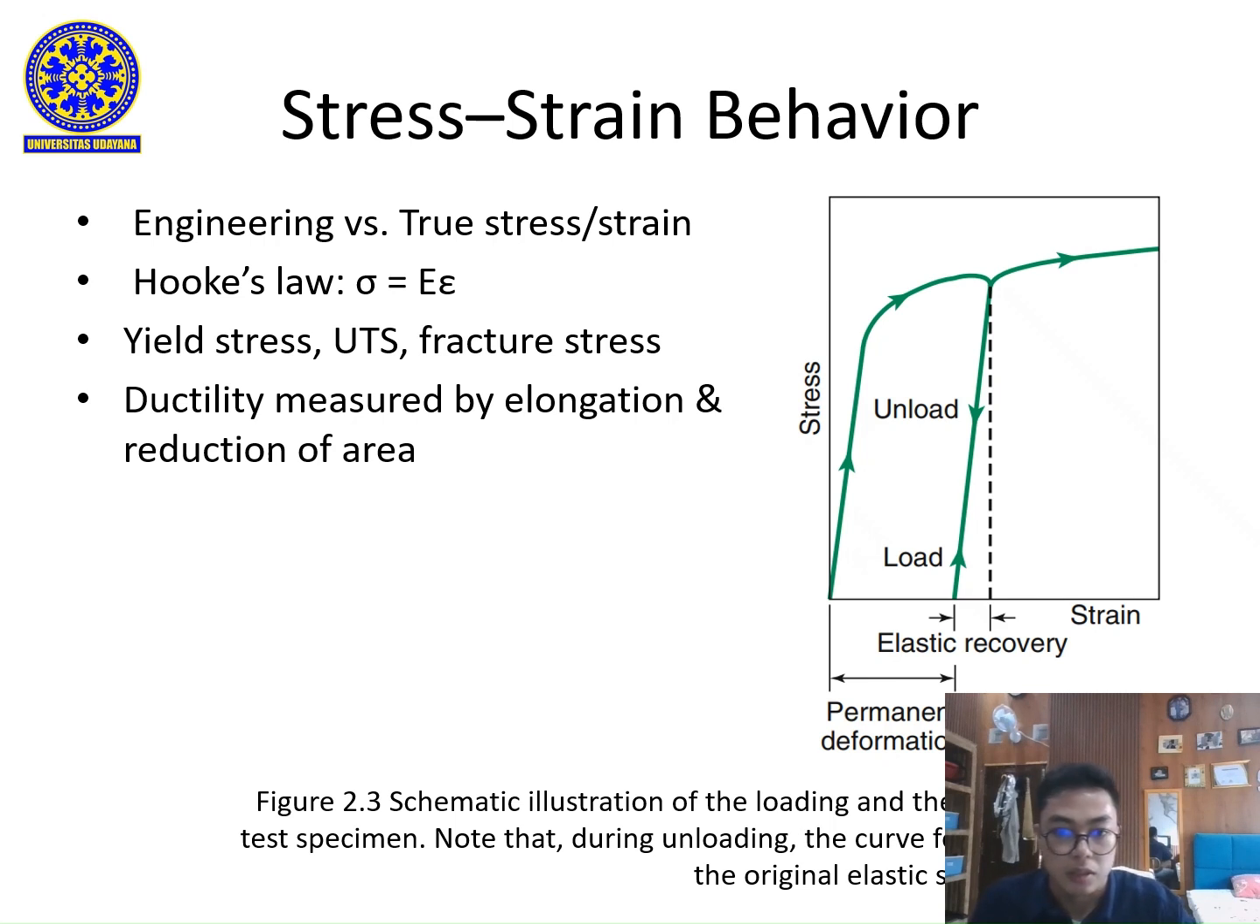At first, the material behaves elastically, meaning it returns to its original length after unloading. Beyond the yield stress, permanent plastic deformation occurs. The curve reaches its maximum at the ultimate tensile strength, then decreases until fracture.